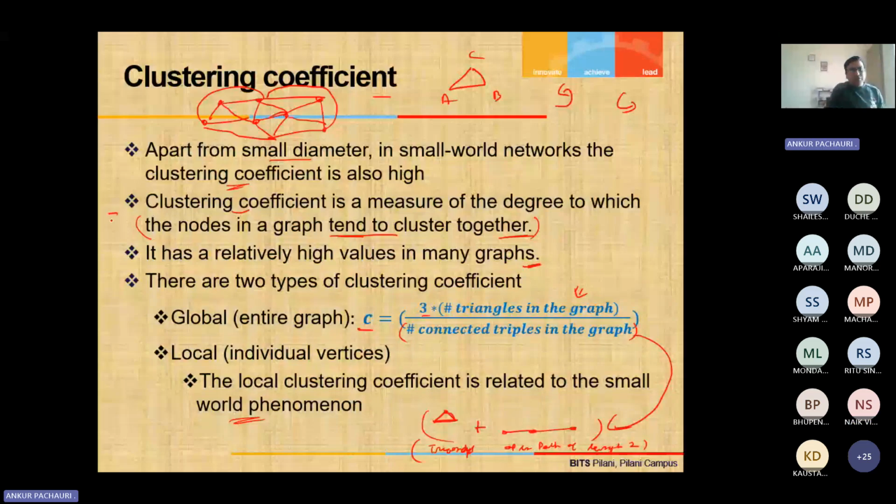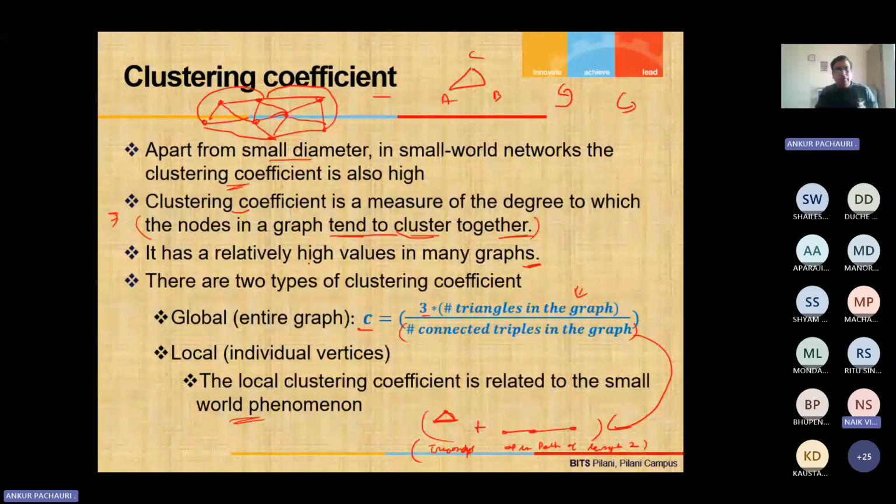Now read this sentence. Clustering coefficient is a measure of degree to which the nodes in a graph tend to connect together in a dense form. Cluster together means connectivity, dense connectivity. So it is the proportion, or the value, by which we can say that nodes are coming together densely, connecting in a dense way, so that clusters are being created.